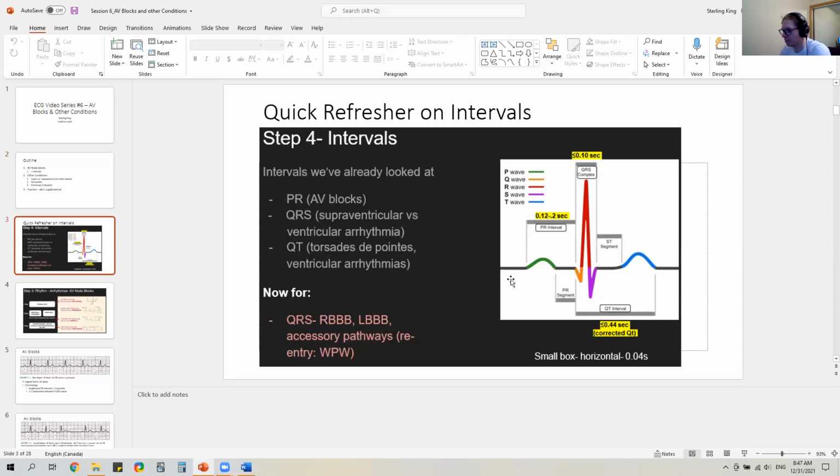Quick refresher on intervals, the PR interval. So from the start of the P to the start of the QRS, ST segments right after the QRS and right before the T wave. The T wave is that blue part.